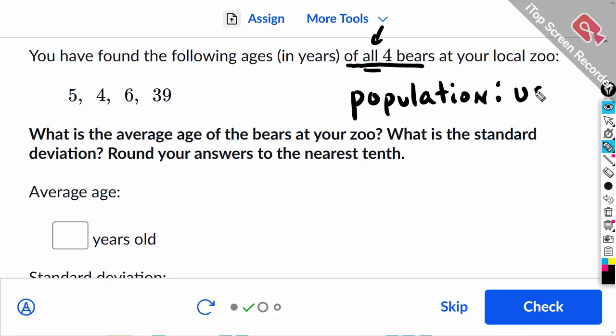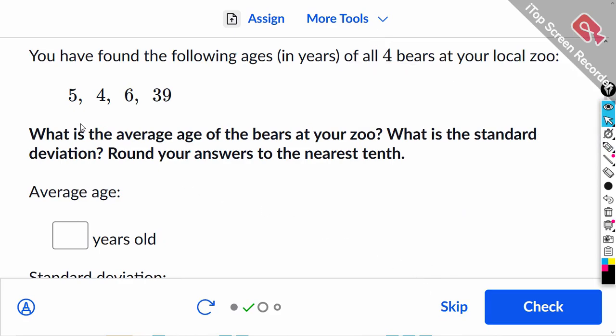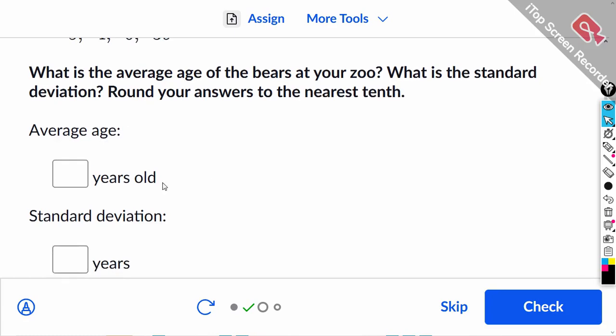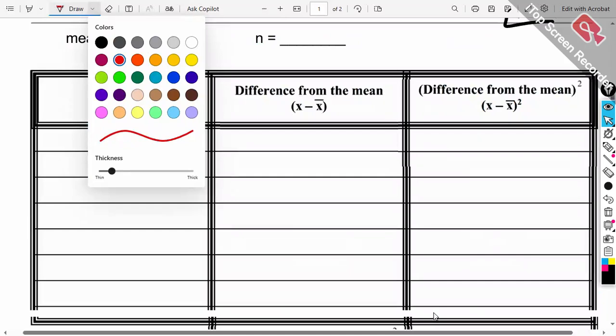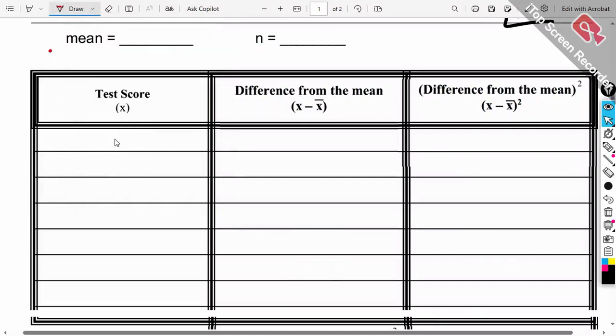So in our final calculation, we are going to use n instead of n minus 1. Okay, so that's for the population. You want to use n. Anyhow, that's going to be like the last step. So let's get to work on the table. All right, the numbers we have, 5, 4, 6, 39. Let's copy those. And then we're going to find the average and standard deviation. 5, 4, 6, 39. All right, on the table, right here, 5, 4, 6, 39.